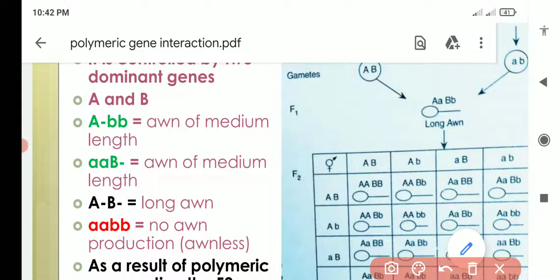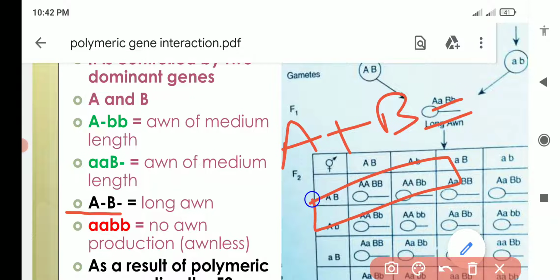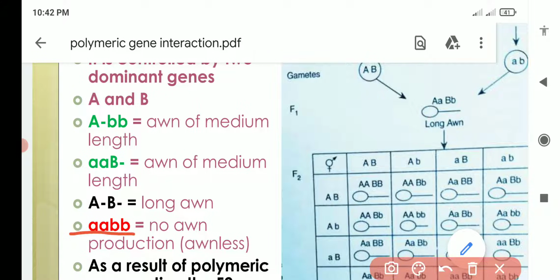That's why we have said that both are expressing themselves in an additive manner. The product of A and the product of B will be joined together, resulting in some other kind of phenotype. Like here, medium and medium lengths have been joined together, giving us long awn. And when recessive alleles of both the genes are present together, there will be no awn production.